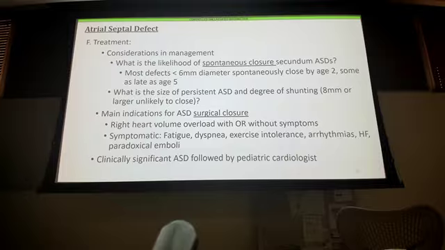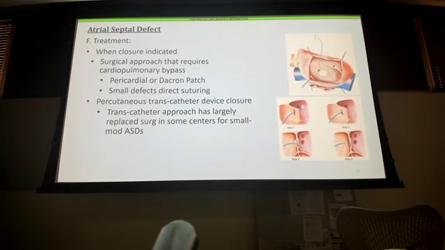If you have a large one or a persistent one, then that is a problem because they can have a lot more symptoms related to it or a lot of complications that will develop because of it. And typically we need to do surgery for those folks. So anything like 8 millimeters or greater is less likely to close spontaneously, and we're going to need to do an additional procedure to fix it.